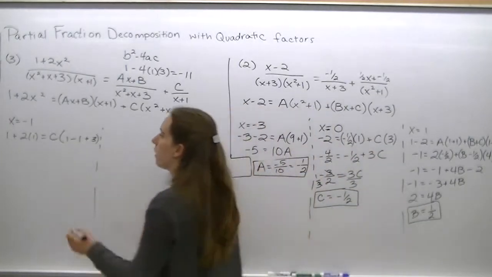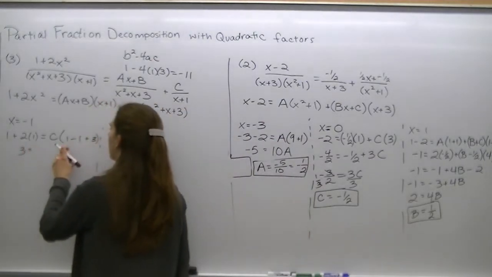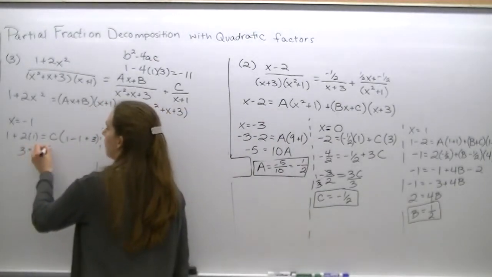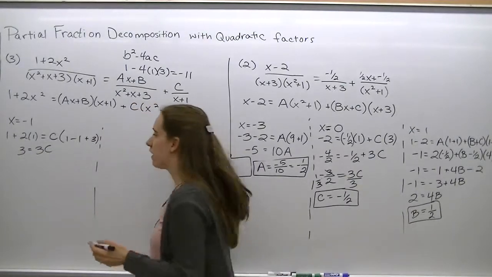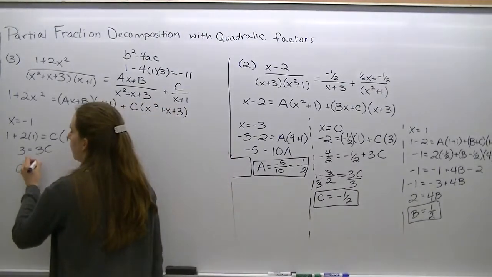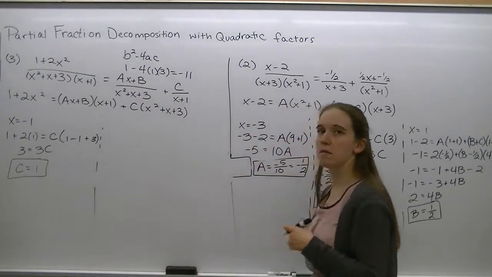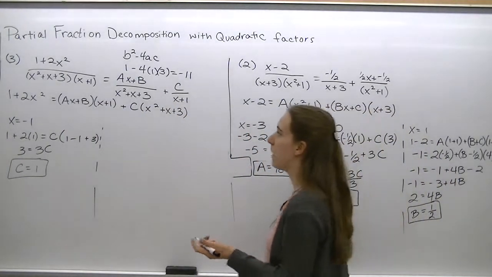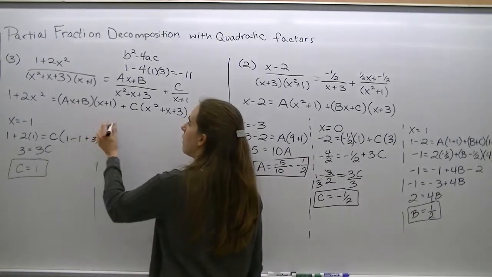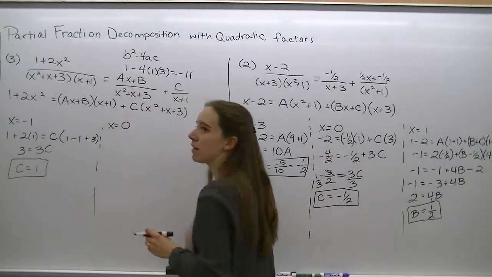So I get 3 equals 3c. Well, that means that c is going to be 1. Okay, let's try another value of x. Again, so that I can get rid of this a term, I want x equals 0.